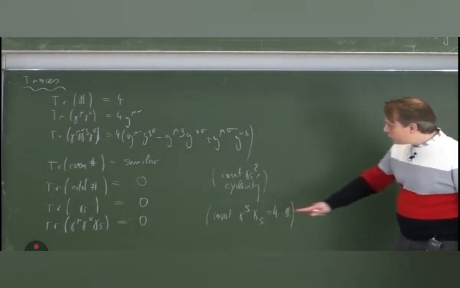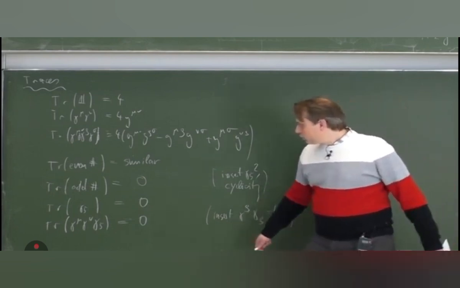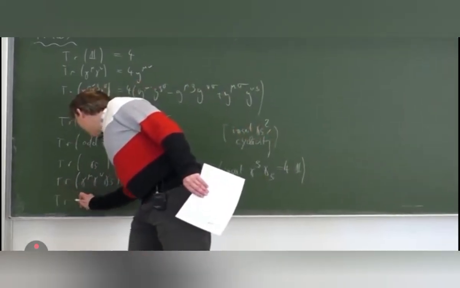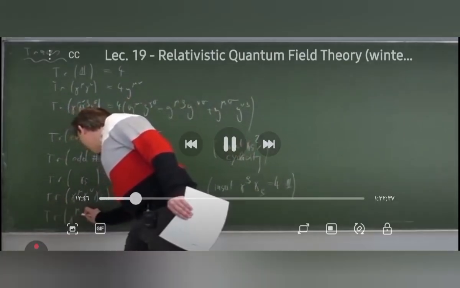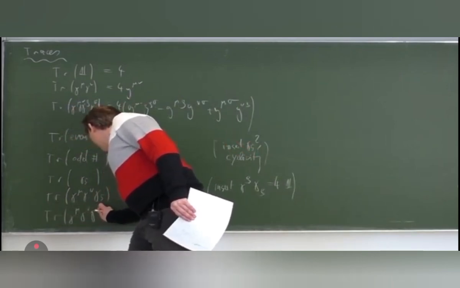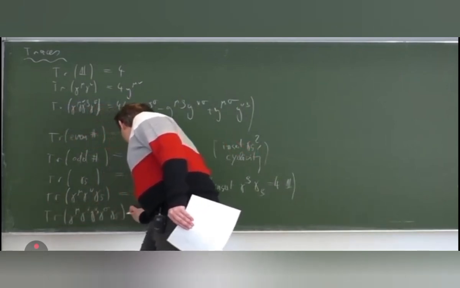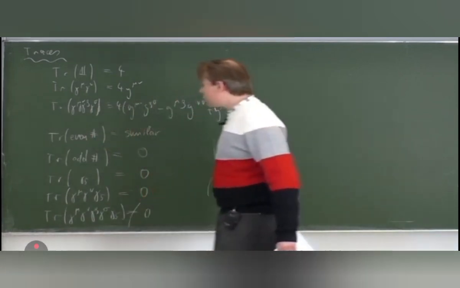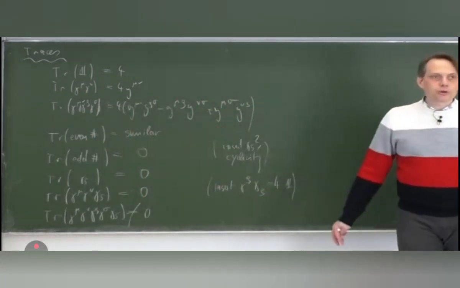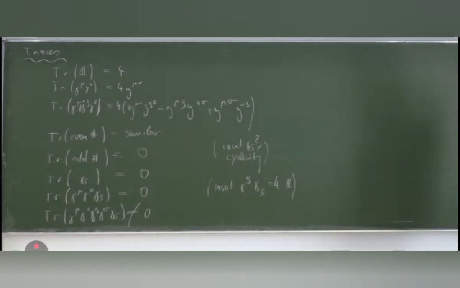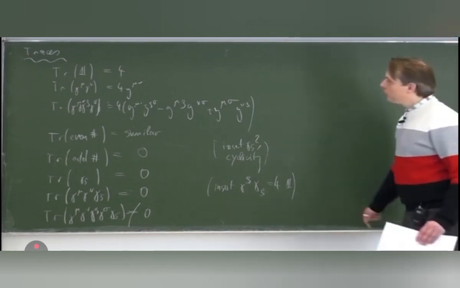However, this trick does not work if you have 4 gamma matrices: gamma mu, gamma nu, gamma rho, gamma sigma, gamma 5. That is actually non-zero. And so it goes on: traces with gamma 5 and more than 4 gamma matrices are in general non-zero.